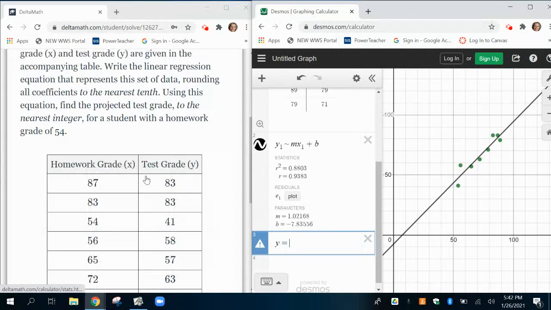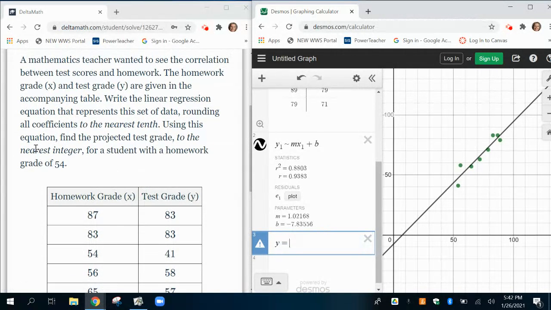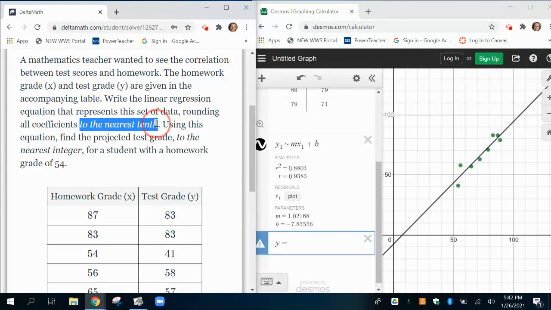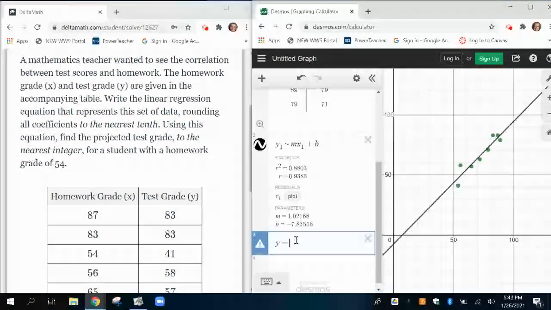Now, if I looked up here, this particular problem said round to the nearest 10th. Okay, so right here, round to the nearest 10th. So I'm going to round these coefficients to the nearest 10th. Now, read carefully. It's going to tell you something different every time. And frankly, that's a good skill for you all to be working on, your rounding.